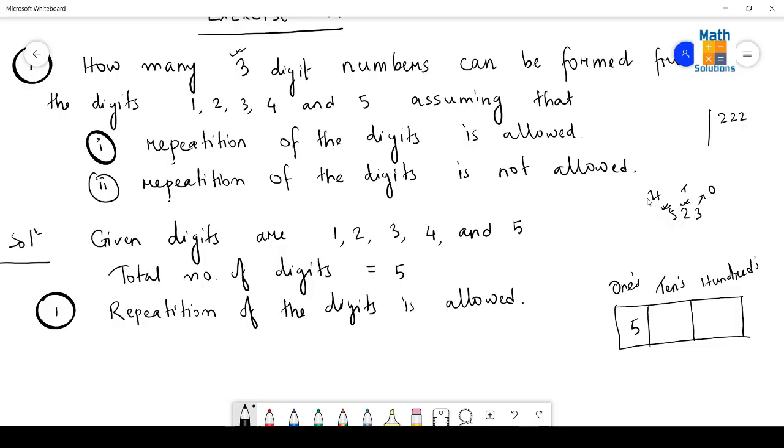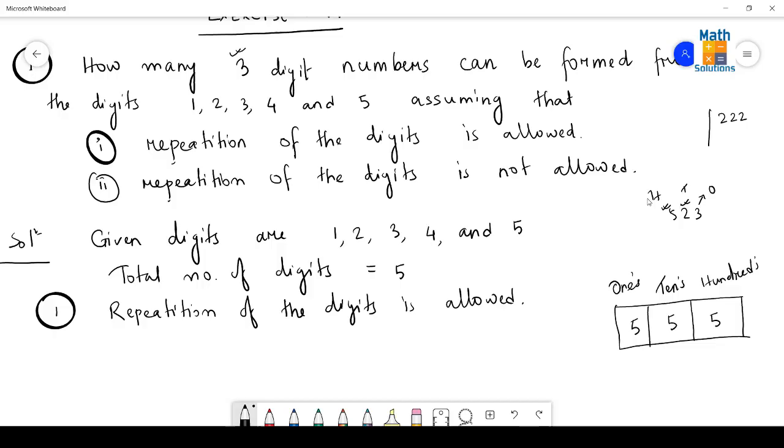Therefore, again I have 5 options for tens place also. Yes or no? Because whatever number I used here, the same number can be repeated in tens place also. Same is the case for hundreds place also. Whatever digits I have already used in ones place and tens place, the same digit can be written for hundreds place also. So for hundreds place again we have 5 options left in our hand.